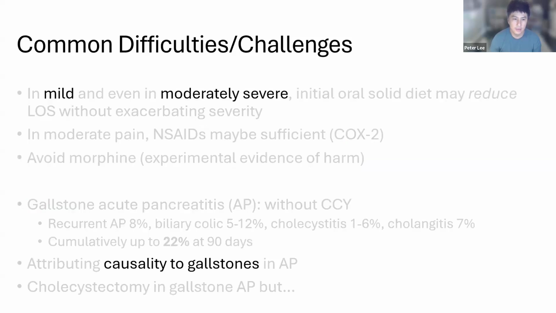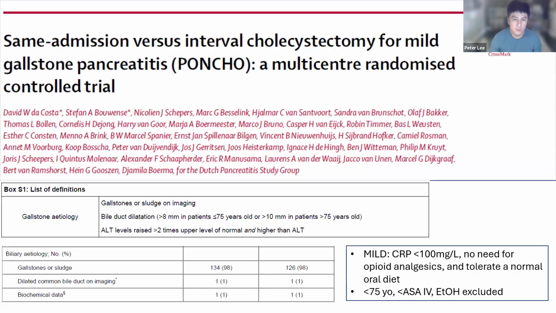But it's a little bit difficult, right? Because we keep talking about mild pancreatitis, moderately severe pancreatitis. How do you define that? And how do you assign causality to gallstones? Well, I think a helpful starting point is to go into one of the landmark trials that looked at and proved that cholecystectomy is helpful in index gallstone pancreatitis.